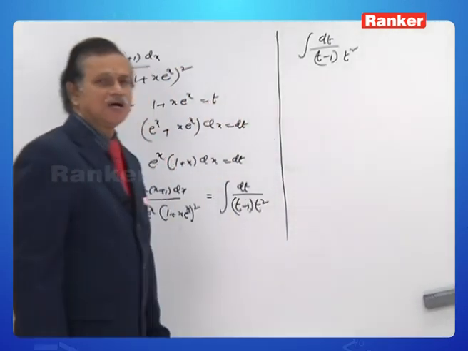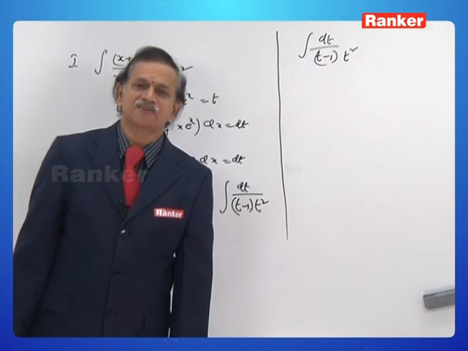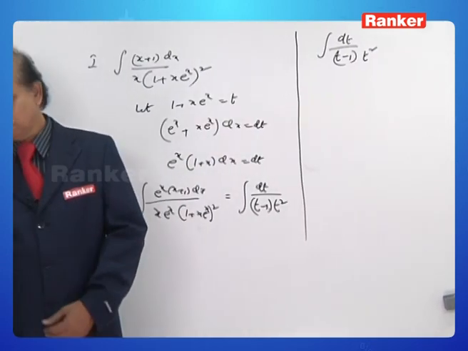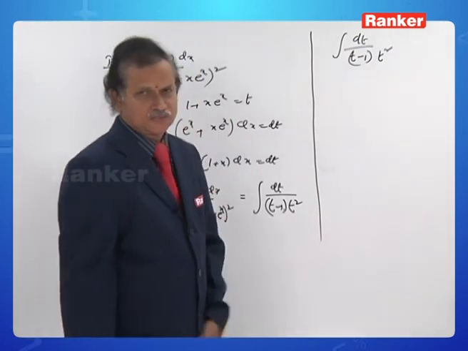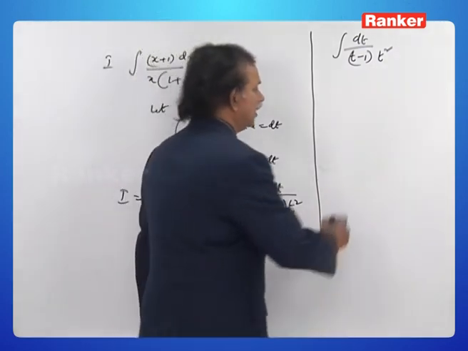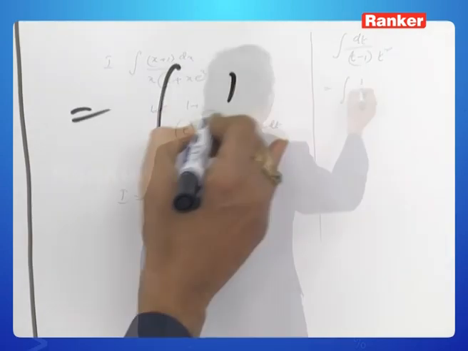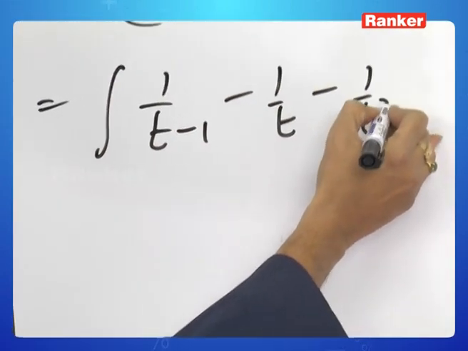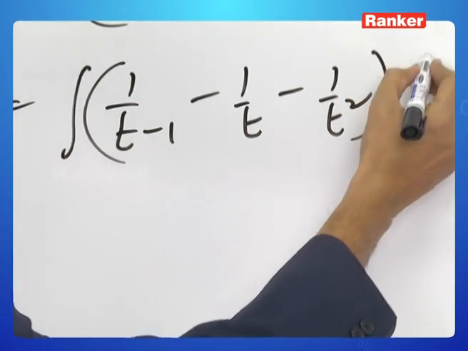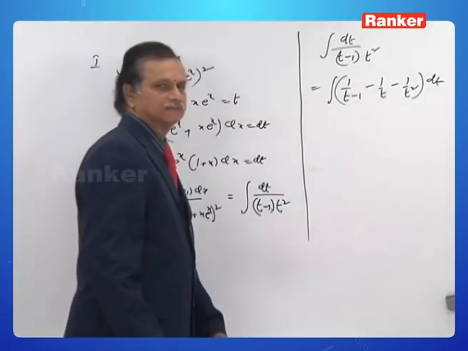And you are supposed to use partial fractions. What is going to happen? A by t minus 1 plus b by t plus c by t square as usual. Proceed. And the answer will be 1 by t minus 1 minus 1 by t minus 1 by t square dt. These are the partial fractions.